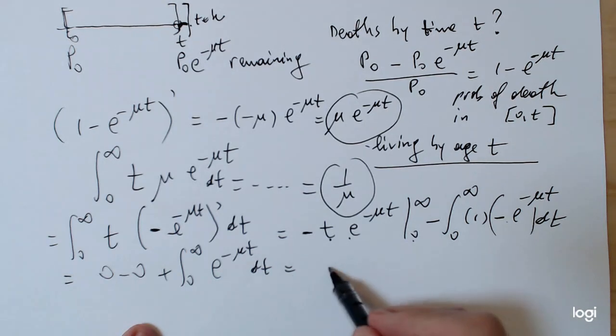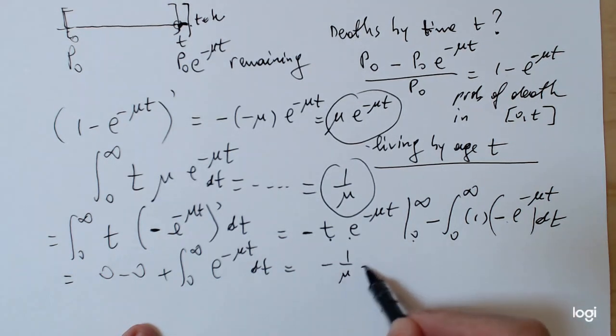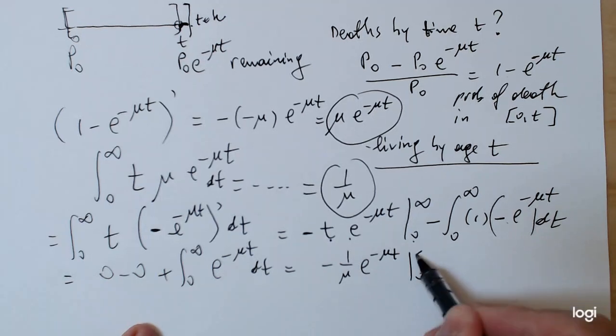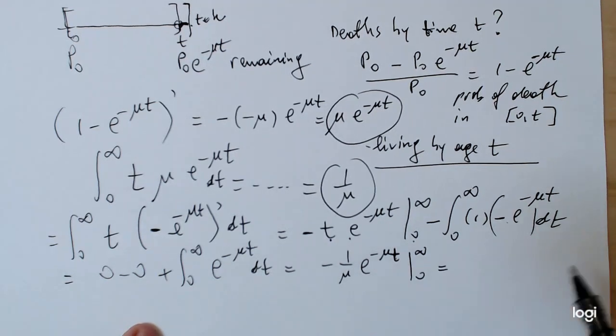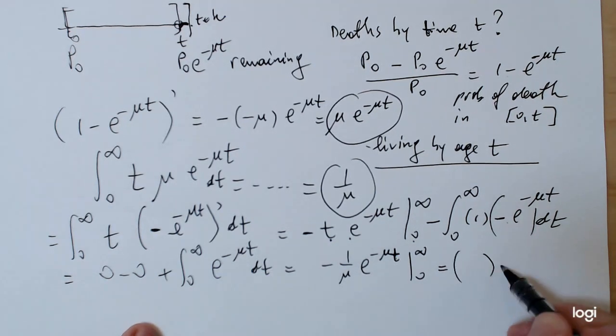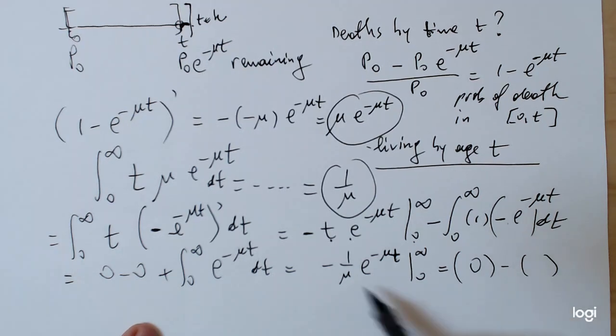The antiderivative of this is minus 1 over mu e to the minus mu t between 0 and infinity. When we plug in infinity again, it's 0 in the limit. When we plug in 0, it's e to the 0, 1. So it's minus 1 over mu.